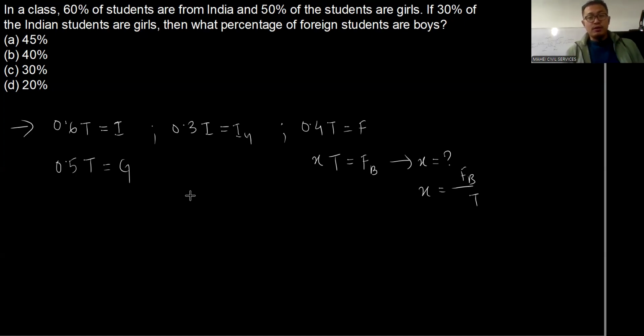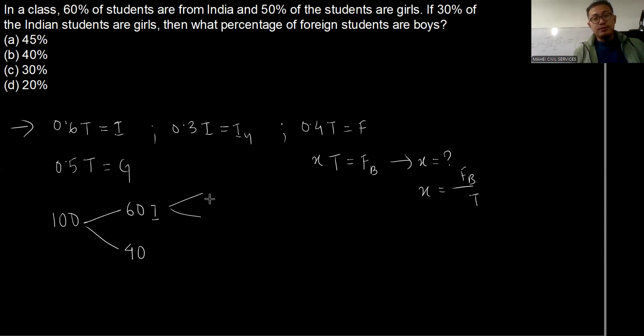Let's take the total as 100. Out of 100, 60% are Indians, so in a class 60% of students are from India and 40 are foreign. Among the 60% Indians, there are 30 Indian boys and 30 Indian girls.